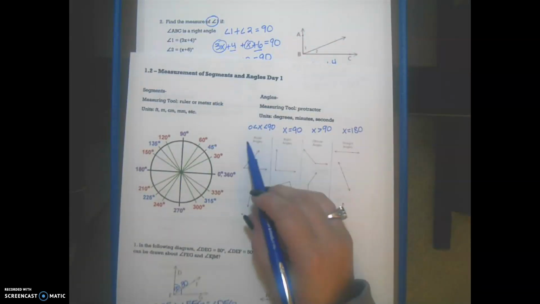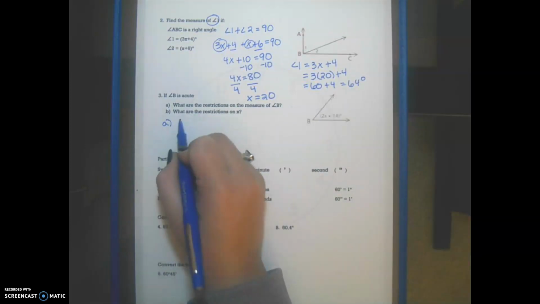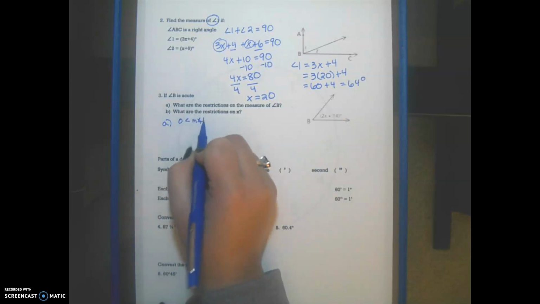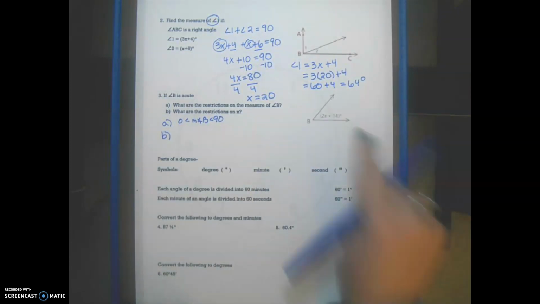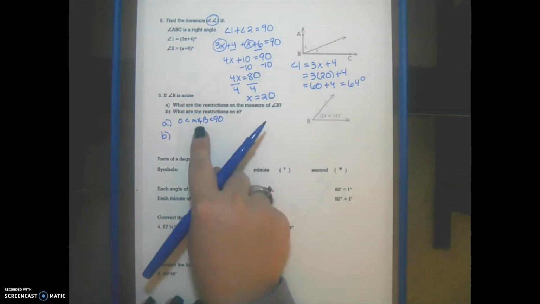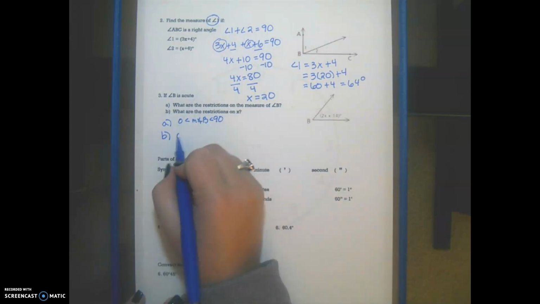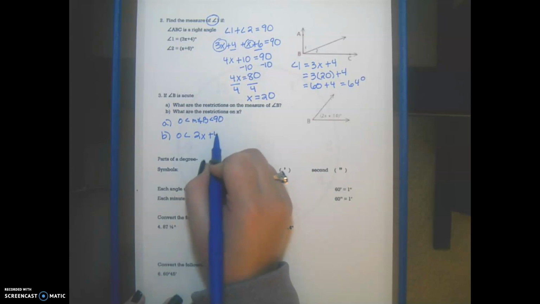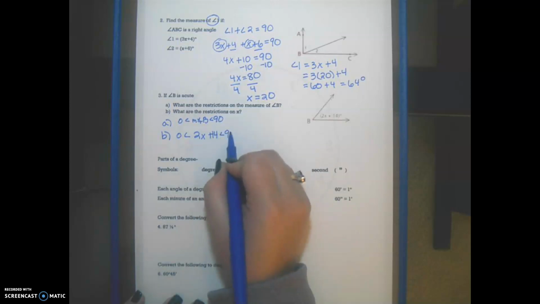All right, practice problem number 3. If angle B is acute, what are the restrictions on the measure of angle B, and what are the restrictions on x? So remember from our first page, acute angles are between 0 and 90 degrees. So the same is going to be true for angle B. It's going to be greater than 0 and less than 90. And what are the restrictions on x? Well, I know that the measure of my angle is expressed as 2x plus 14. And I know that the measurement has to be between 0 and 90. So my expression, 2x plus 14, also has to be between 0 and 90.